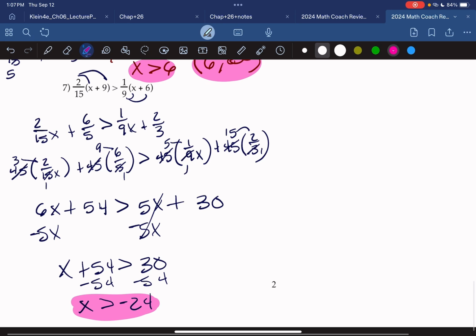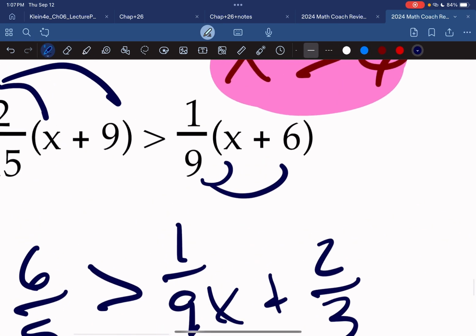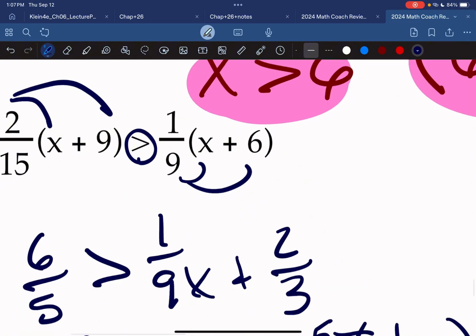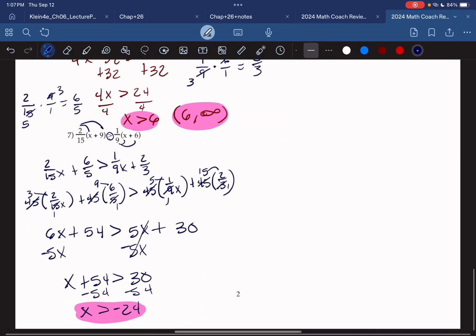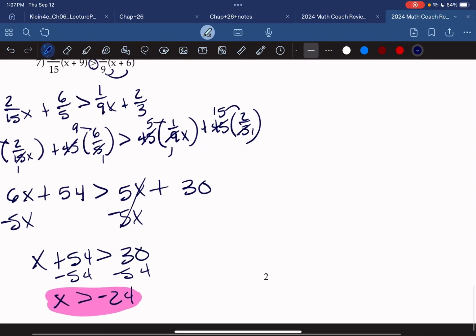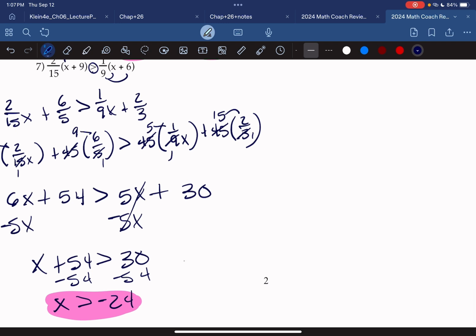And now we write it in interval notation. Now pay attention to the sign. It's just greater than. It's not greater than or equal to. So that means that everything is going to be in parentheses. So we do parentheses negative 24 to positive infinity. That was a horrendous infinity sign, but that's okay. So that's our interval notation.